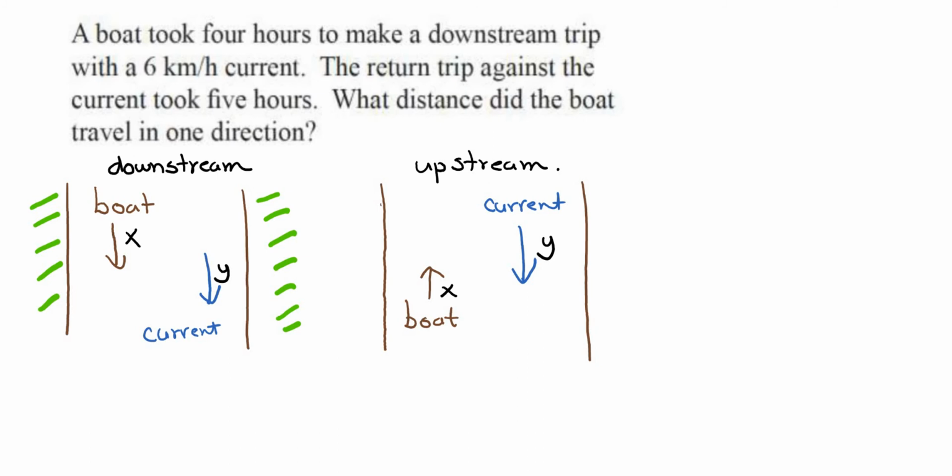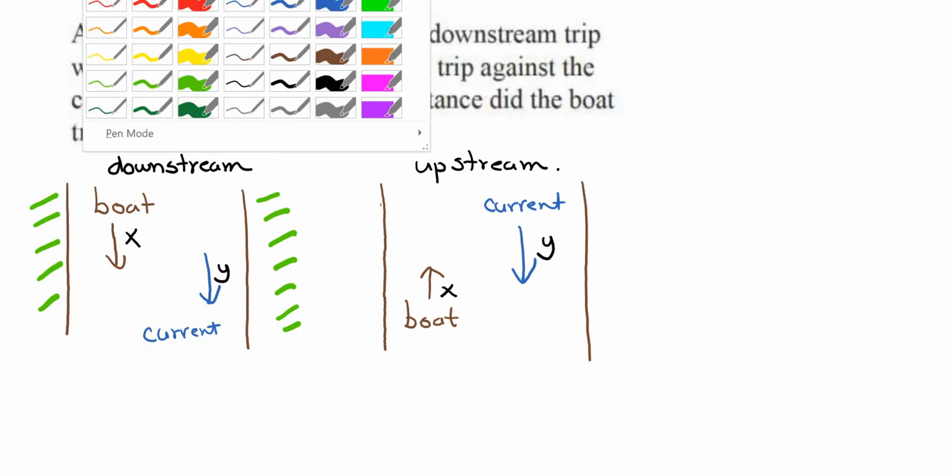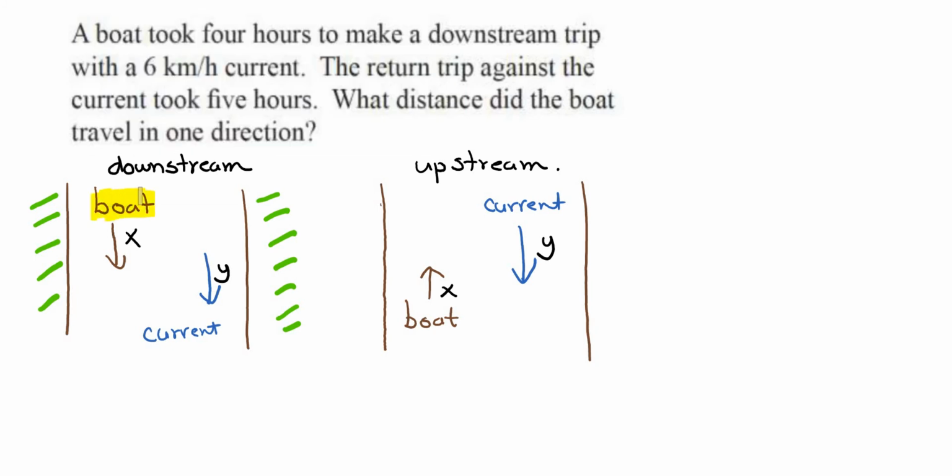A boat took 4 hours to make a downstream trip with a 6 kilometer per hour current. And the return trip against the current took 5 hours. What distance did the boat travel in one direction? Okay. So I've drawn out two diagrams here, and one diagram is when this boat in yellow is going down, and also the current is going down. So the boat and the current are going in the same direction. So if you think about that, the boat should be going faster in the downstream direction.